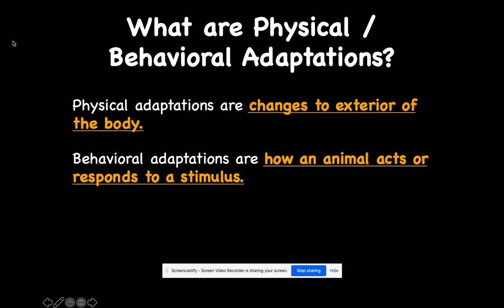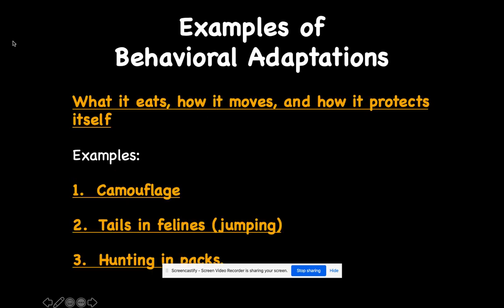It could either be physical, which means maybe something's on the outside of their body, like a cactus has spikes, or certain animals have thick fur. That's their outside. That helps them adapt to their environment. Behavioral is more on the inside, how they respond to an organism. So two types of adaptations, physical and behavioral.